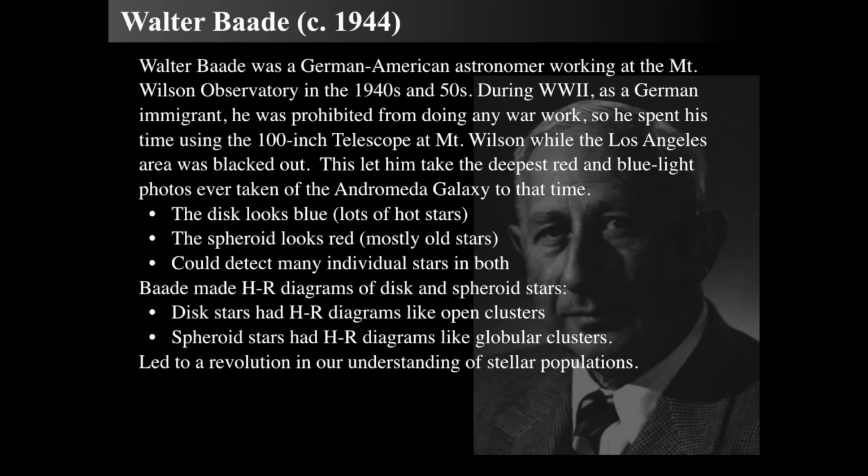And at the end of the war, Los Angeles started getting so bright that now the 100-inch telescope, which still exists on Mount Wilson, is completely useless for tasks like this. But at the time, the blackouts allowed him to take some extraordinarily deep photos of the Andromeda galaxy, of the M31. And what he found was that the disk looks blue, as we saw from the other examples. The spheroid looks kind of reddish, and it has mostly old stars. And he could easily detect individual stars, so that's what he could find with his photographic survey, just like Hubble did.